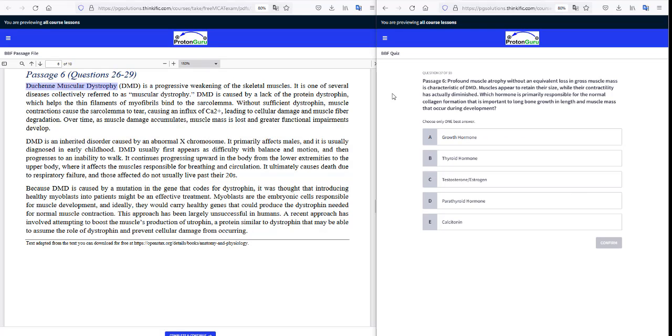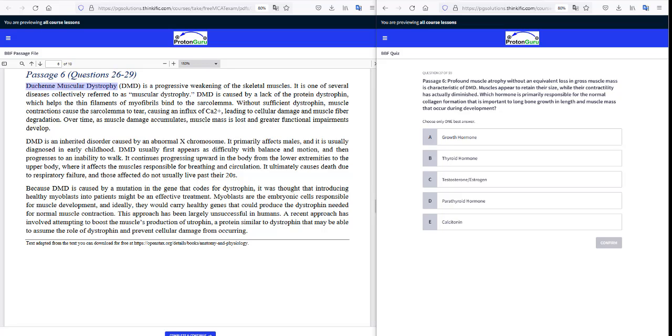Question 27. Profound muscle atrophy without an equivalent loss in muscle mass is characteristic of DMD. Muscles appear to retain their size while their contractility has diminished. Which hormone is responsible for the normal collagen formation that is important to long bone growth in length and muscle mass that occur during development?